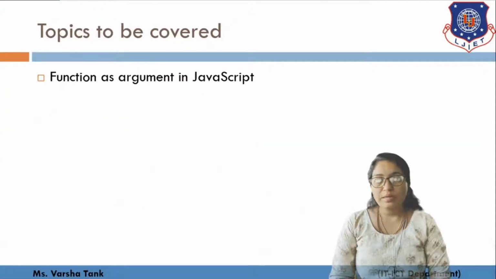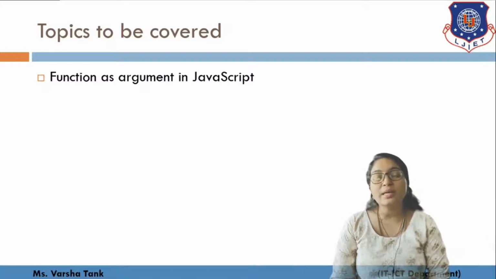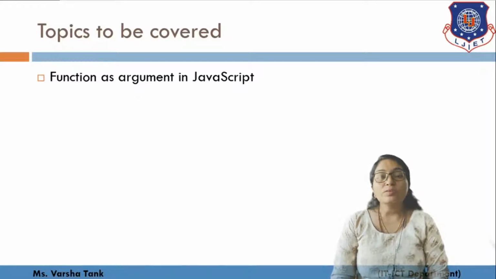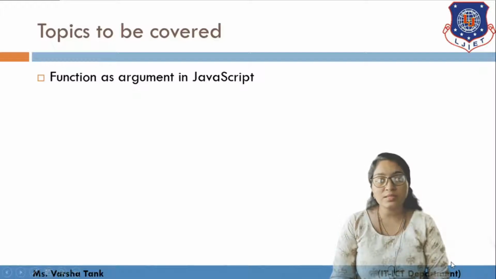The topic to be covered in this lecture is function as an argument in JavaScript. In the last lecture we learned callback in JavaScript. Callback is also one type of function as an argument: we passed the function as an argument. We saw three basic types of callback: a simple function, an anonymous function, and then the arrow function. In all these three types we passed the function as an argument.